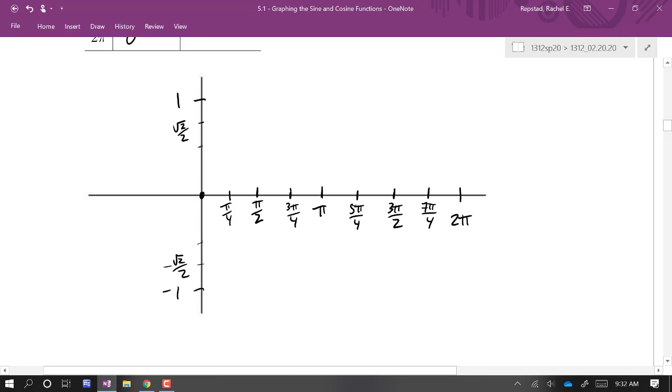And now what we're going to do is just plot. At 0, we're at 0. At pi/4, we're at √2/2. At pi/2, we're at 1. At 3pi/4, back down to √2/2. At pi, we're at 0. At 5pi/4, we're at -√2/2. 3pi/2, that's the bottom of the circle. And 7pi/4 at -√2/2. And at 2pi, back to 0.